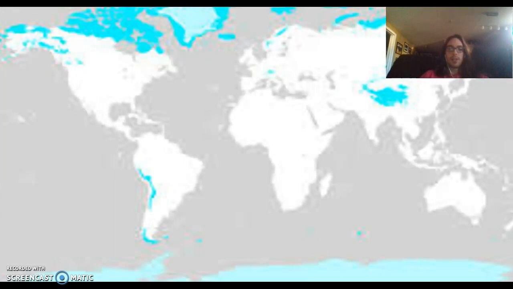And so here's that polar climate. Here's Greenland, Antarctica down here, and then that tundra region right in here, up in here, all the way through here, that's tundra. And then these are polar ice caps.